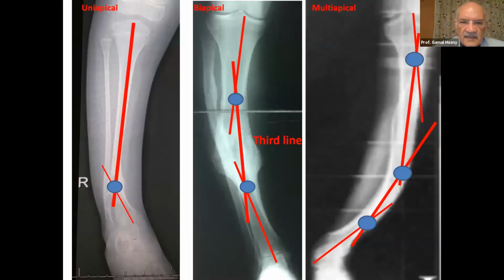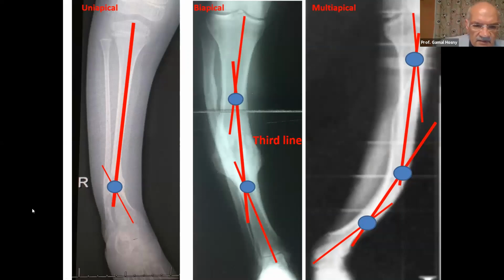And this is an example. This is a uniapical deformity. A line representing the proximal axis and a line representing the distal axis, and they are going to meet each other in the bone.